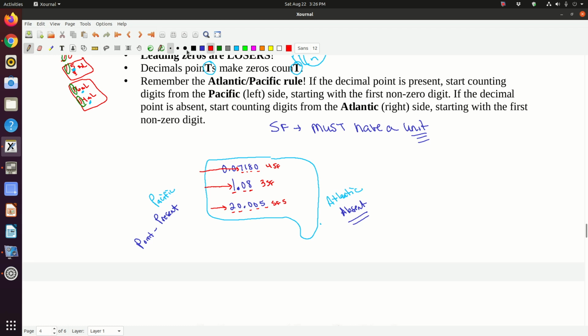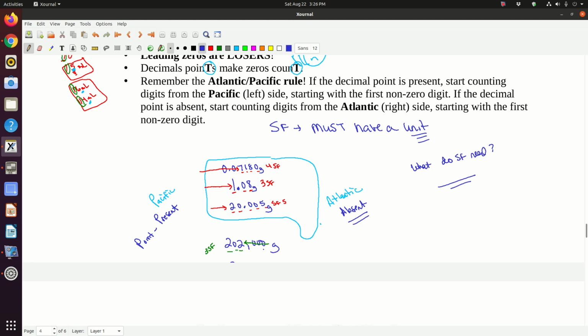Now let's do some from the other direction. Let's say I have 202,000. And I'm going to put a unit because these are supposed to have units. I'll make all these grams. They have to have a unit. What do sig figs need to be significant figures? A unit. Okay. So here I look. There's no decimal. The decimal's not there. So when there's no decimal, you come from the Atlantic and you go through all the zeros until you hit a non-zero number, and then you count. This one has 1, 2, 3 sig figs. Let's try another one.